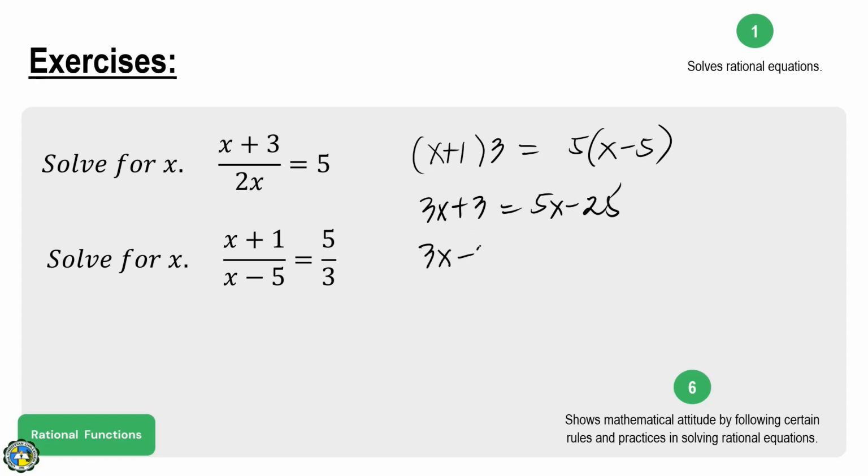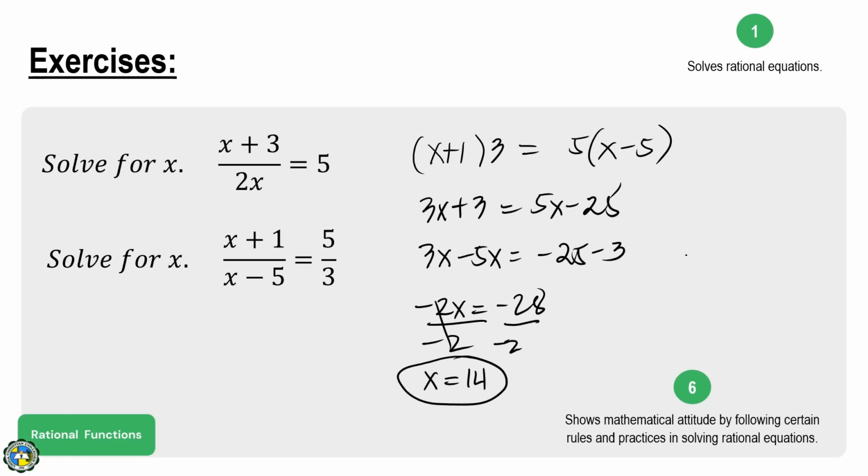So 3x minus 5x equals negative 25 minus 3. Transpose lang po, no? So, we have negative 2x equals negative 28. Divide both sides by negative 2, leaving x only, and our final answer is positive 14.